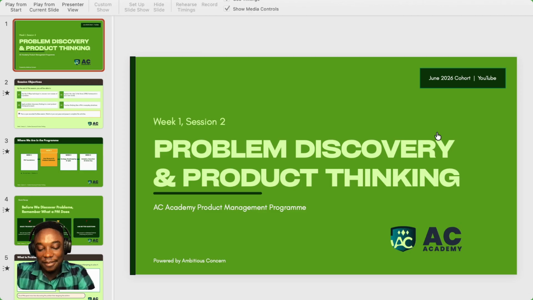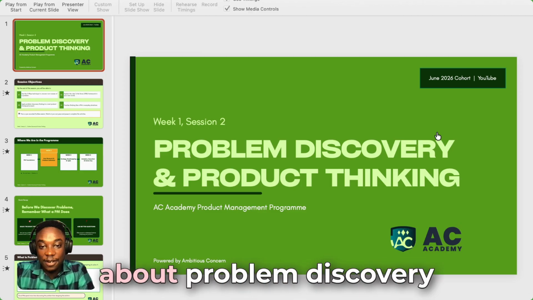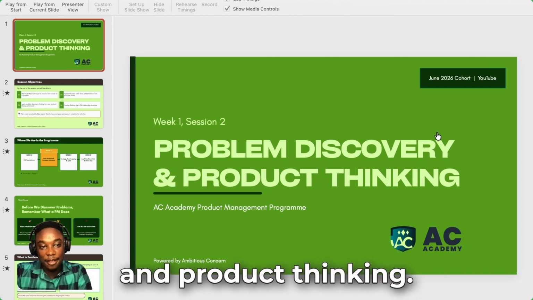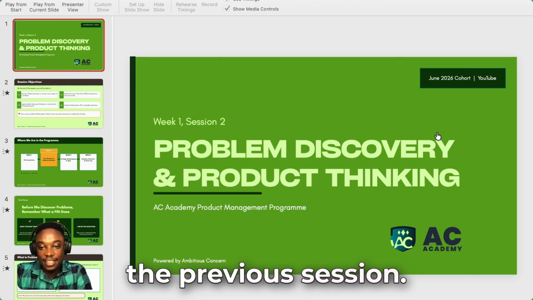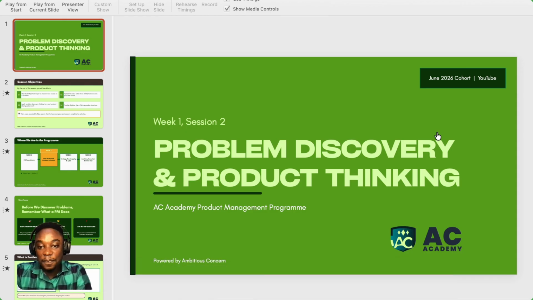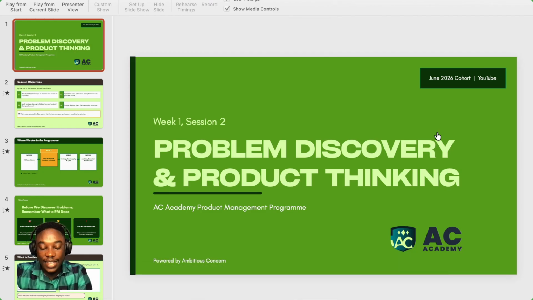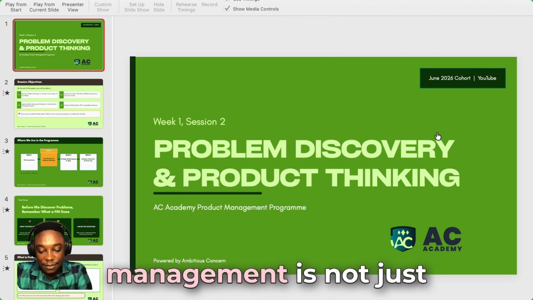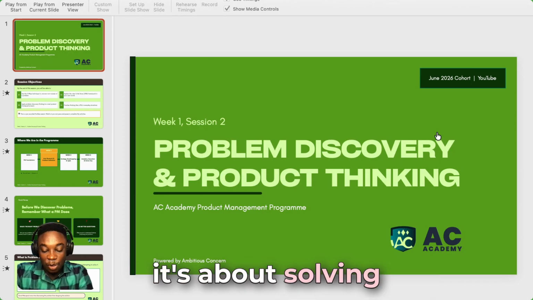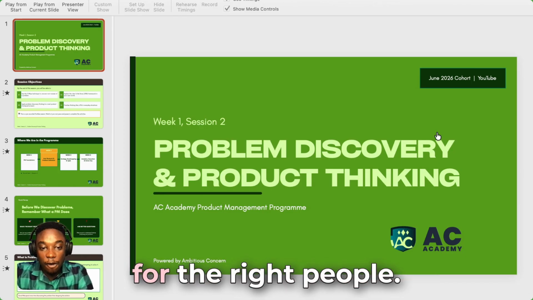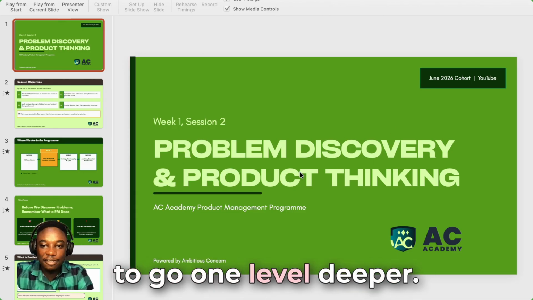We are in week one, session two, and today we are going to talk about problem discovery and product thinking. But before we get into that, let's talk about the previous session. In the very first session, we introduced product management in the simplest way possible. We learned that product management is not just about building features, it's about solving the right problem for the right people. And today, we are going to go one level deeper.